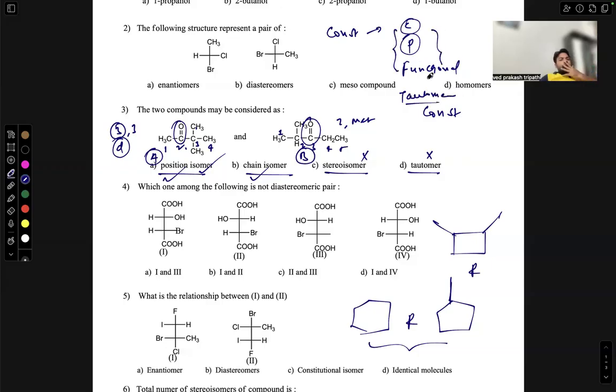Okay, means difference in structure. So there is a difference in structure. Booster and boot camp don't have a very detailed video over the constitutional isomer. They just discuss only the nature of constitutional, means difference in structure only. They didn't define the types of constitutional isomer.